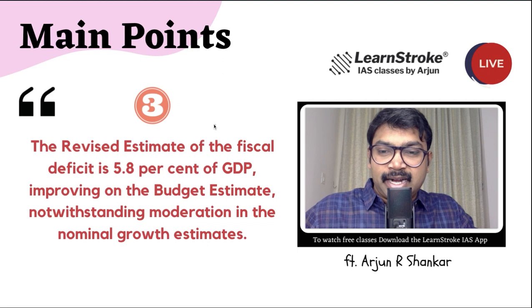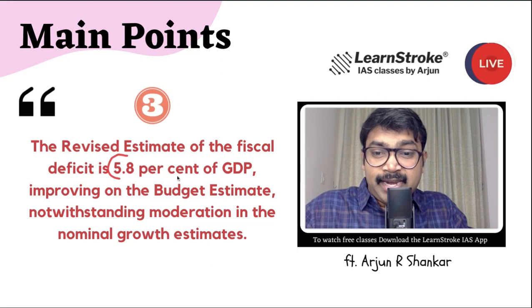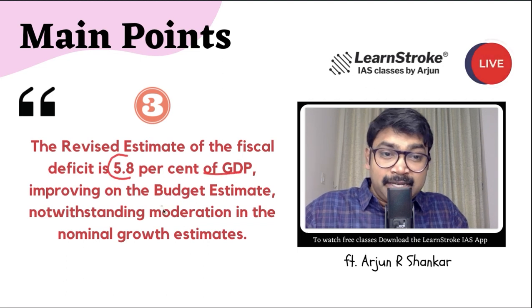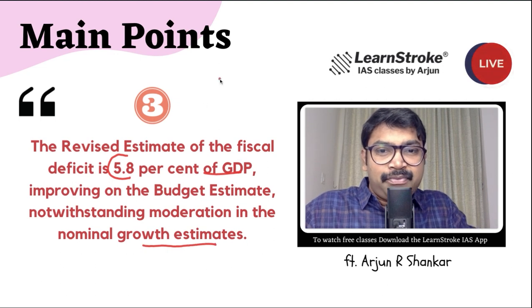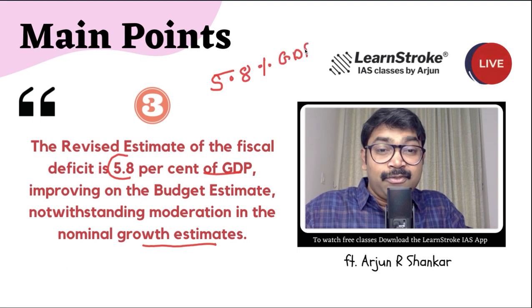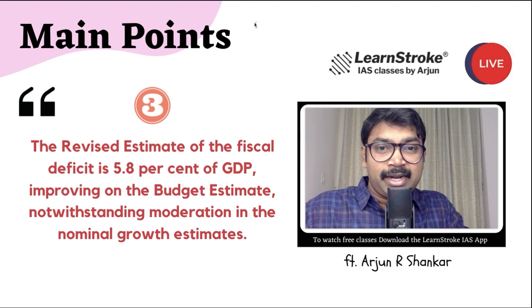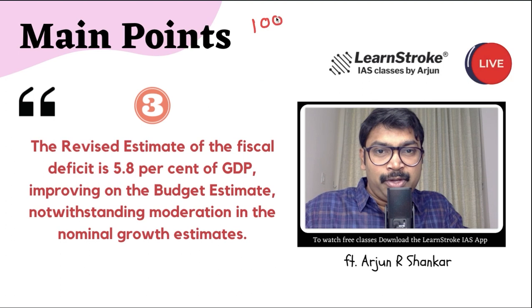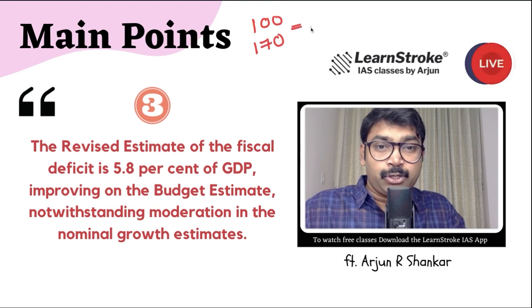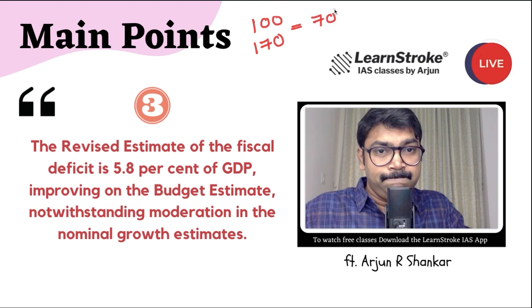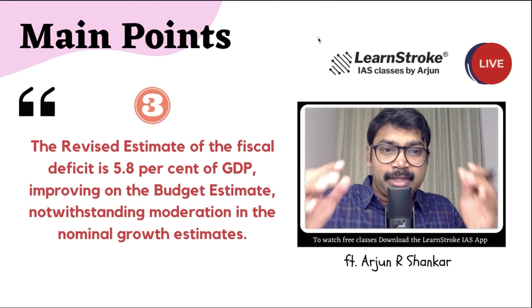Revised estimate of the fiscal deficit is 5.8% of GDP, improving on the budget estimate, notwithstanding moderation in the nominal growth estimate. So you can say that the fiscal deficit is 5.8% of the GDP. Again, you should understand this concept of fiscal deficit. Please remember the example that I gave you. You have 100 rupees revenue and you have 170 rupees expenditure. So definitely in your house also there is a deficit of 70. Definitely remember the deficit concept.